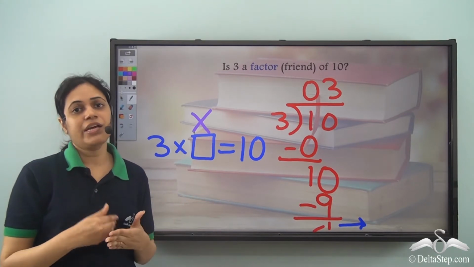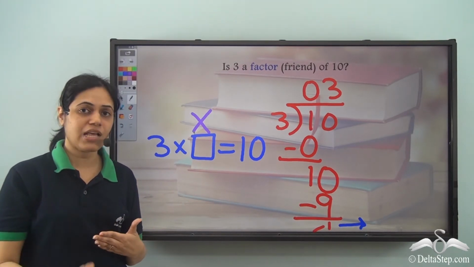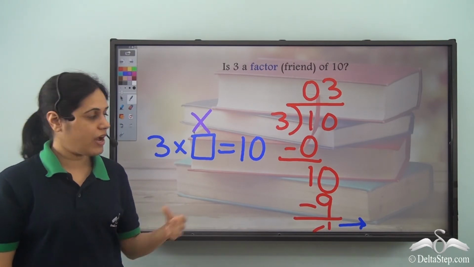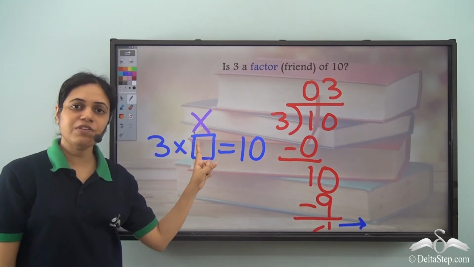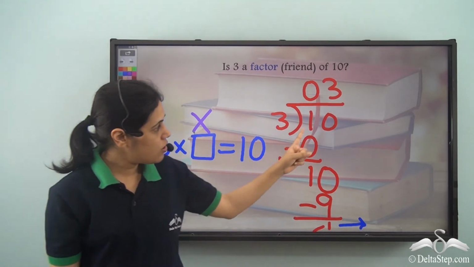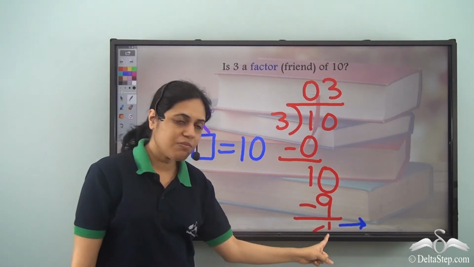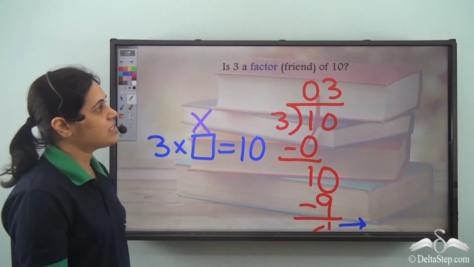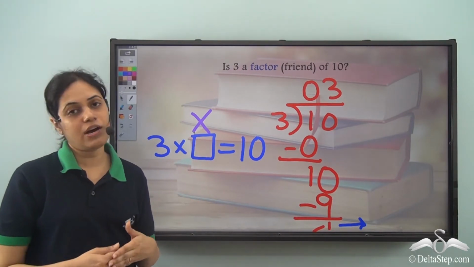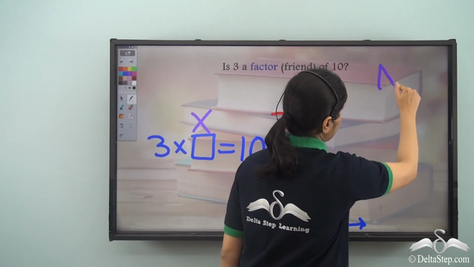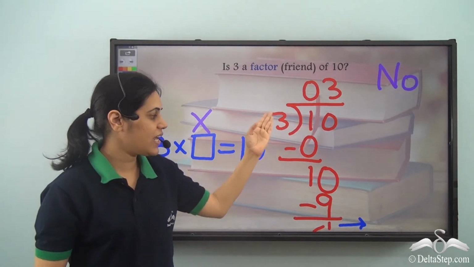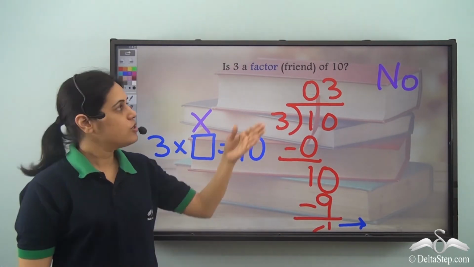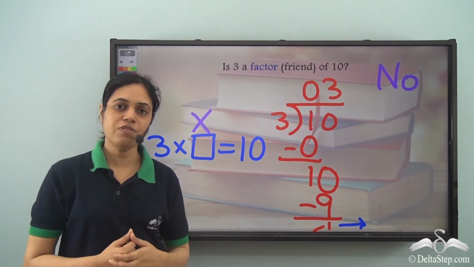Check it yourself. In the table of 3, I have 3 into 3 is 9 and 3 into 4 is 12. I do not have 10 in the table of 3. So, I do not have any number which will fill up this blank. Also, when I am dividing 10 by 3, I get a remainder of 1. So I can say that 3 is not a factor of 10. So the answer is no, because 10 is not divisible by 3, or when we divide 10 by 3, we get a remainder. So 3 is not a factor of 10.